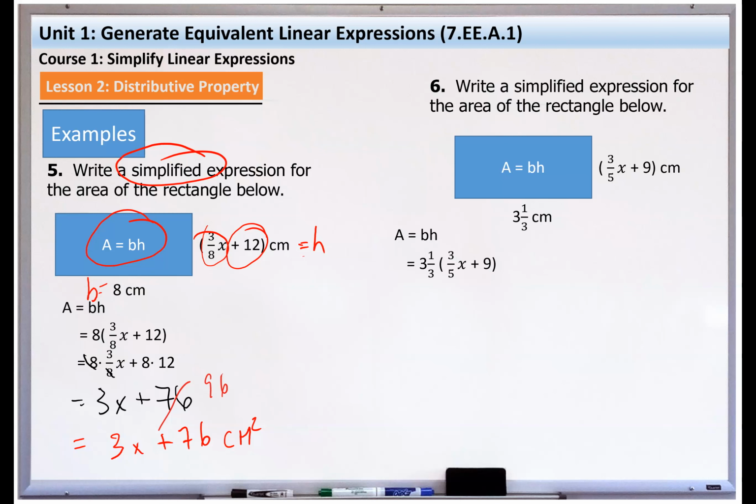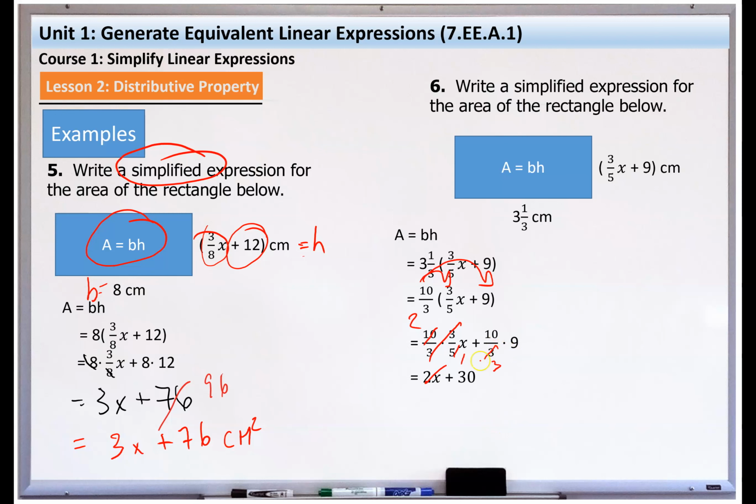I'm going to convert 3 1/3 to an improper fraction. So now I'm going to distribute 10/3. 10/3 times 3/5 x, and 10/3 times 9. I simplify, that cancels out. That's a 1. That's 2. That's how I got the 2x. And simplify before I multiply.